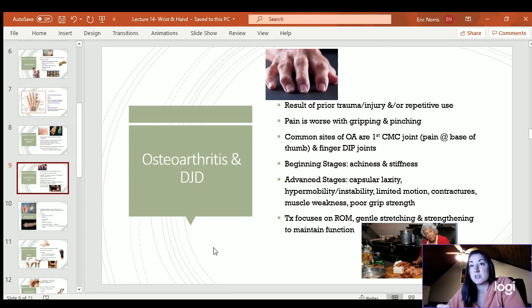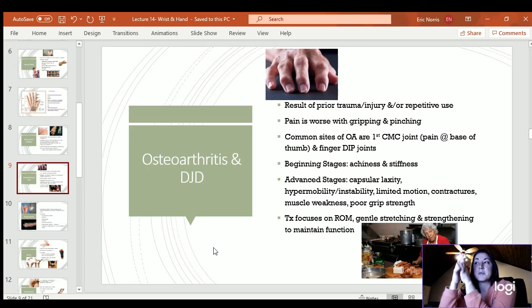Osteoarthritis, which of course is also known as degenerative joint disease. We know that that's from repetitive overuse or from trauma later in life. We'll develop arthritis in those areas. Typically the pain is worse with gripping and pinching when you have arthritis in the hand. Of course, it's also achy and stiff more so in the mornings or on rainy days. So it will wax and wane with that. Some of the common areas are the first CMC joint, so the base of the thumb, and then the DIP joints in the finger.